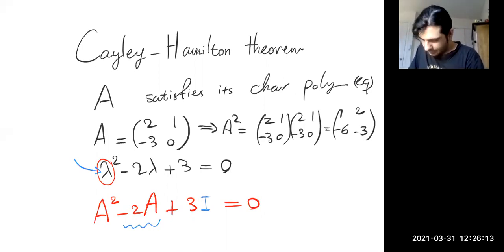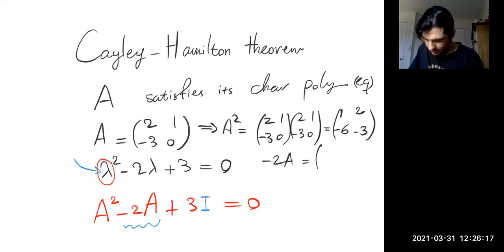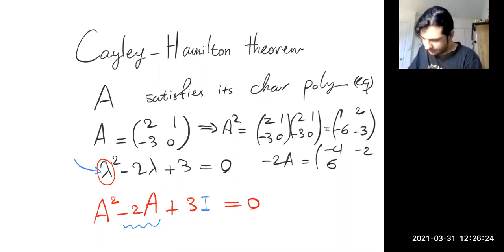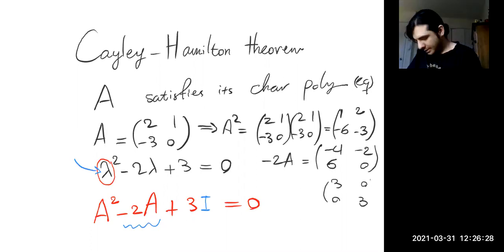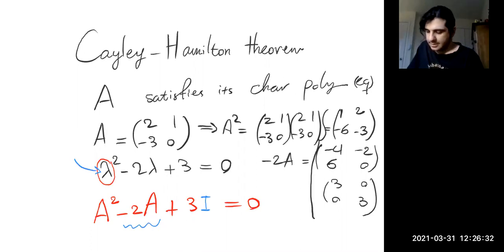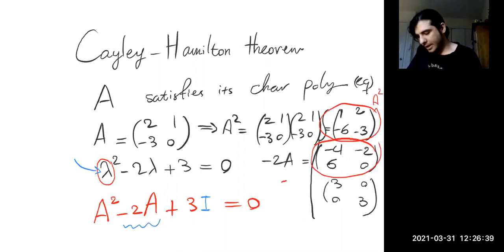And then minus 2A is equal to minus 4, minus 2, 6, and 0. And then we have 3 times the identity. Let's see if we did it correctly. So we should add these 3 matrices. The first one is A squared, the second one is minus 2A, and the third one is 3I. And their sum is supposed to be 0.